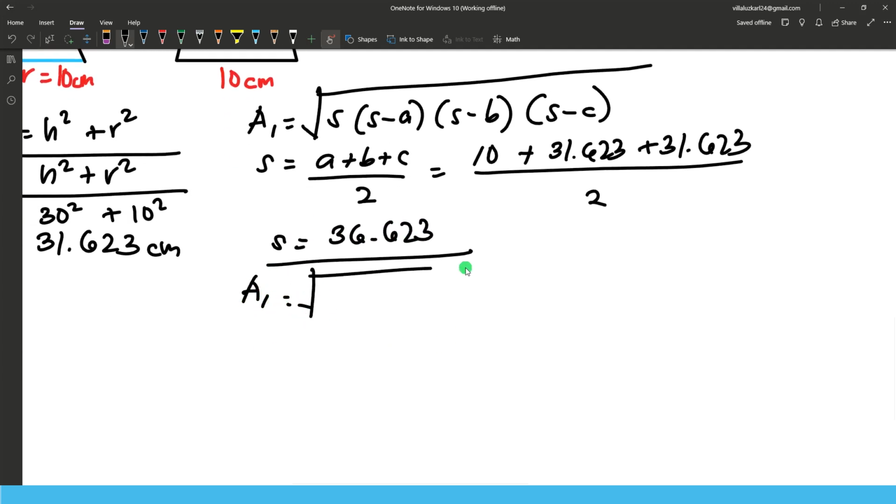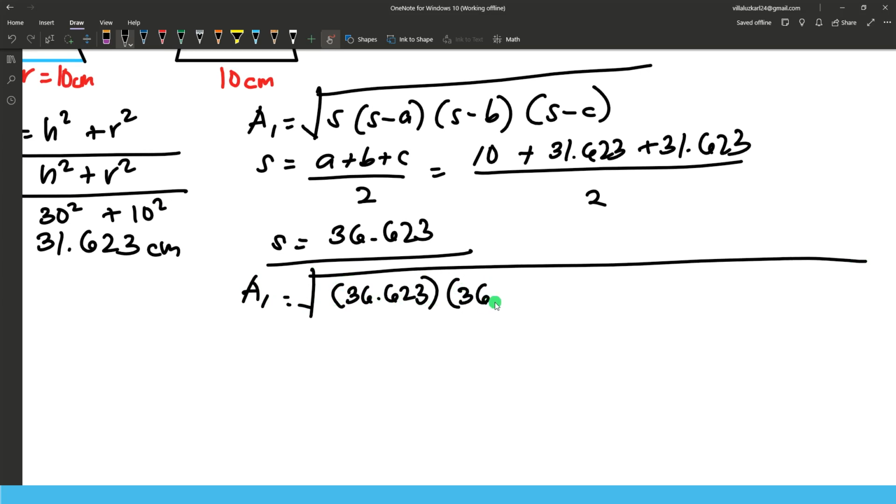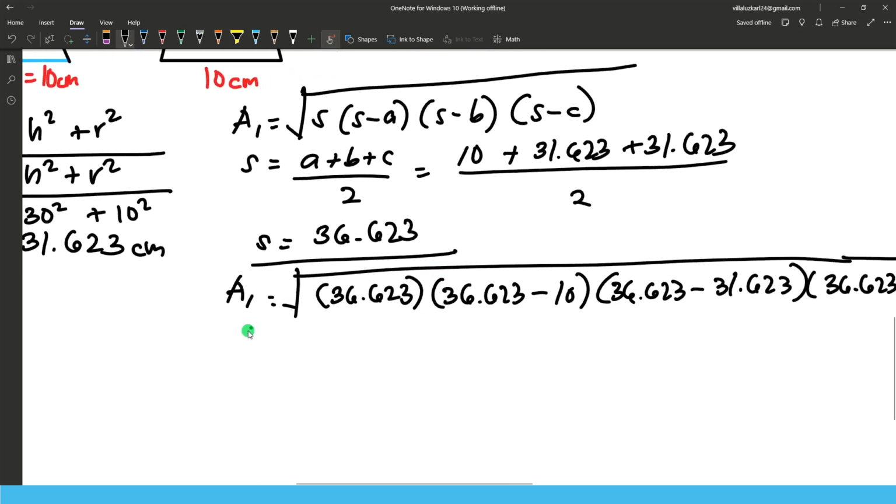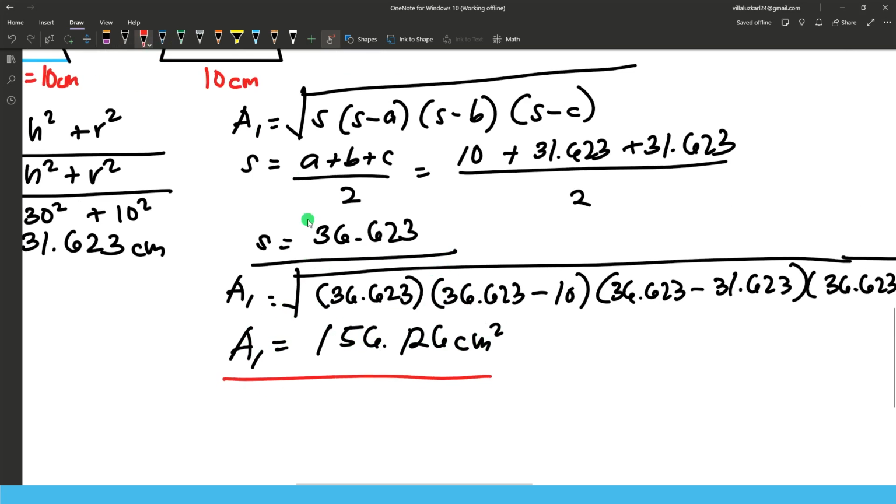Substitute that here for the area: 36.623 times 36.623 minus 10, and 36.623 minus 31.623, and 36.623 minus 31.623. Computing all that, we have an area of 156.126 square centimeters. That's the area of one side only.